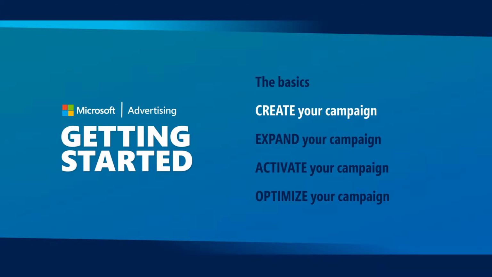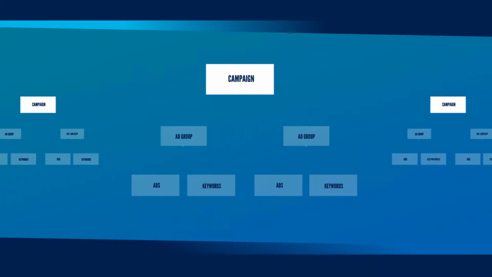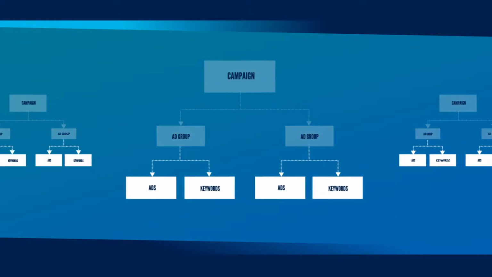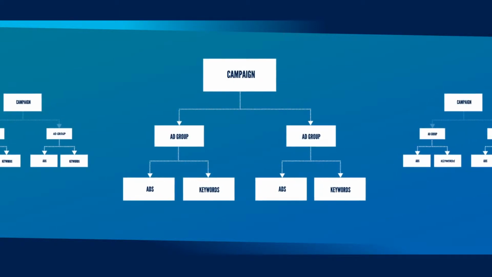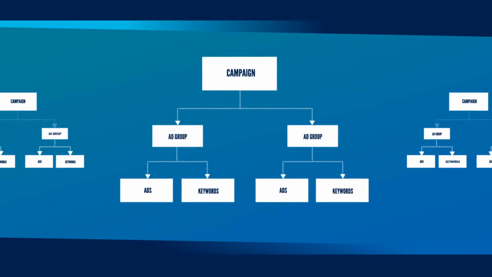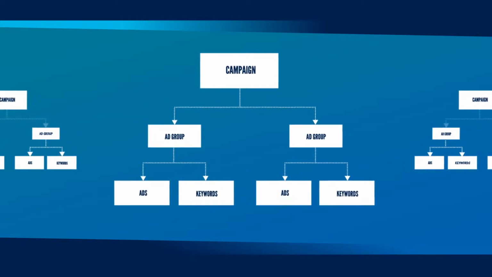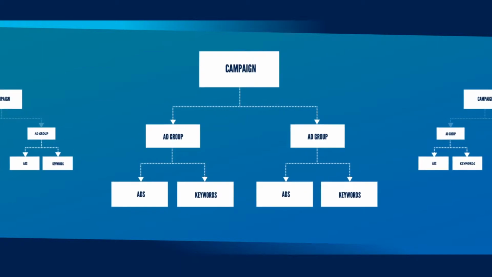First, a quick note about how campaigns are structured. A campaign is simply a container for related ad groups, which contain relevant ads and keywords. Your account can have multiple campaigns, which can contain multiple ad groups. You'll learn more about the importance of this structure as you go through these videos.